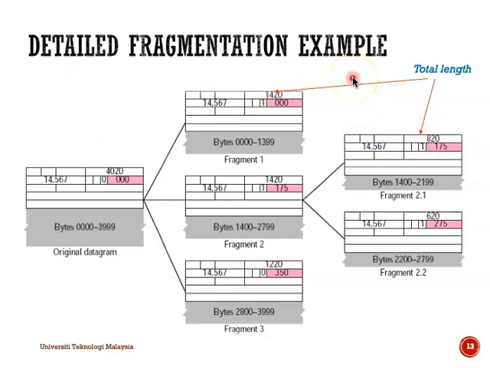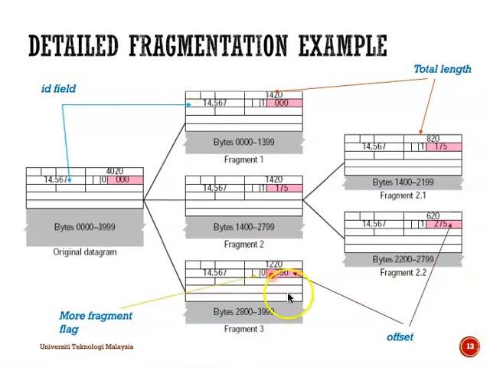This is the bytes involved with each of the fragments. This is the flag. If you can see, this is the ID field. This is the offset, and this is the more fragment flag. The first fragment's more fragment flag is set to 1. For the second fragment, it is set to 1. The third fragment, it is set to 0.